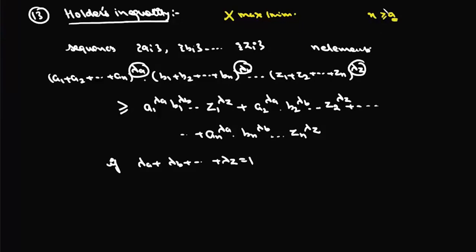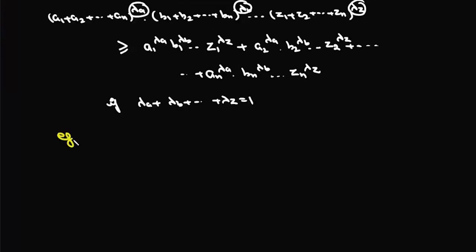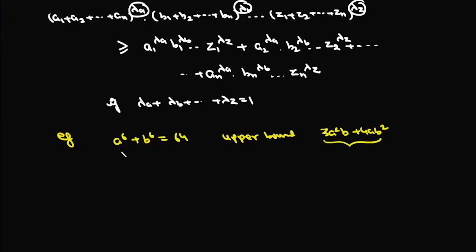Now how do we use this inequality? For this we'll take up an example. Suppose we have two real numbers a and b such that a to the power 6 plus b to the power 6 equals 64. Then we have to establish an upper bound for 3a square b plus 4a b square using Holder's inequality. So in this problem we have to establish an upper bound for this expression when we are given that a to the power 6 plus b to the power 6 is equal to 64.